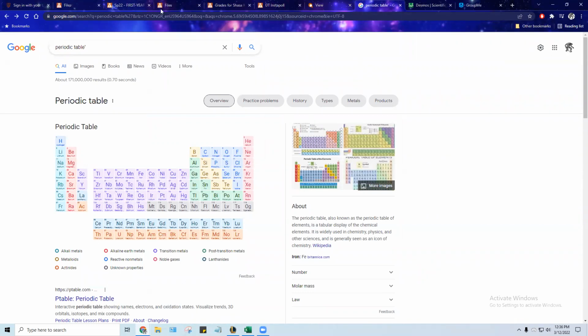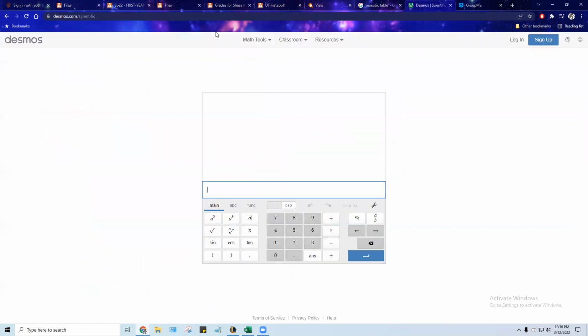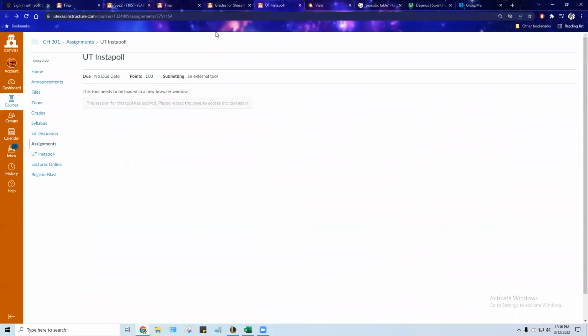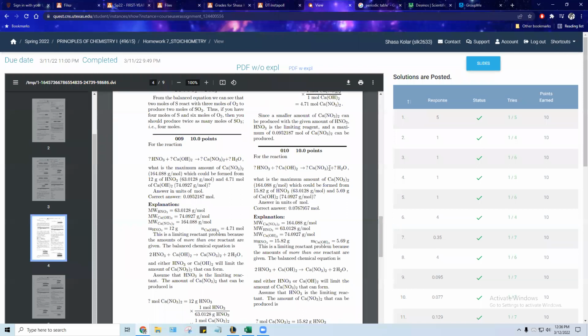How do I make this go? That's so annoying. Actually, I don't think I'm showing anything. Cool.